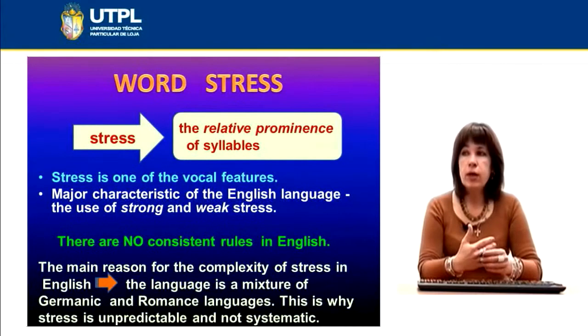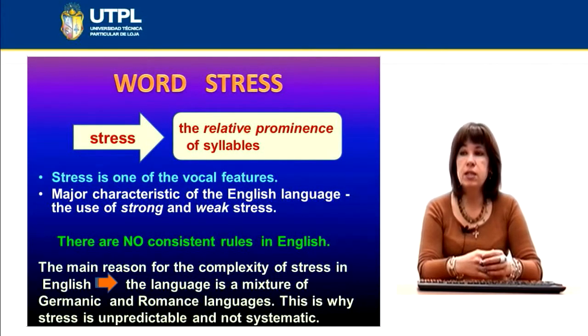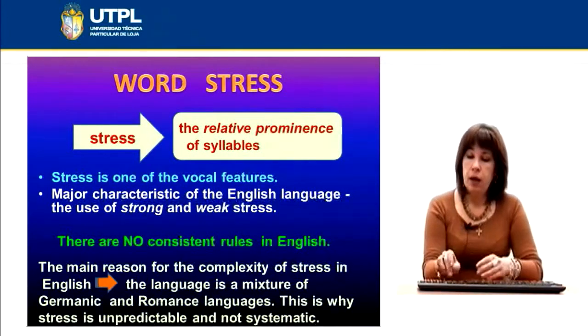Well, there are no consistent rules in English. This is one of the difficult points of teaching English stress. And the main reason is that English is a mixture of Germanic and Romance languages, and that is why stress is unpredictable and not systematic.